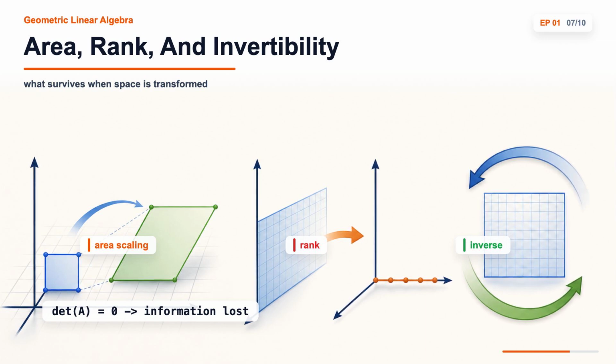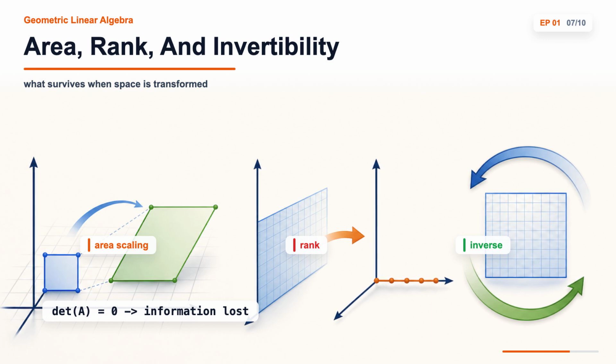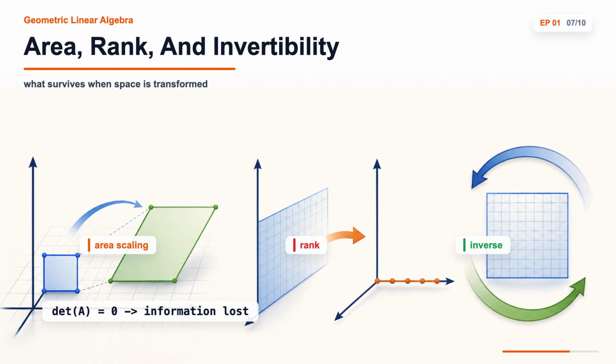The determinant tells us how area or volume changes. A determinant of 2 means areas double. A negative determinant means orientation flips. A determinant of 0 means the space has been flattened.